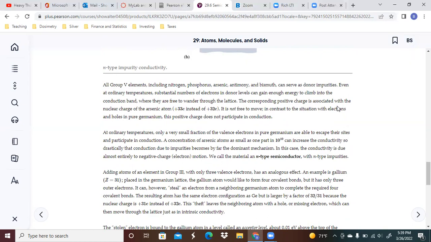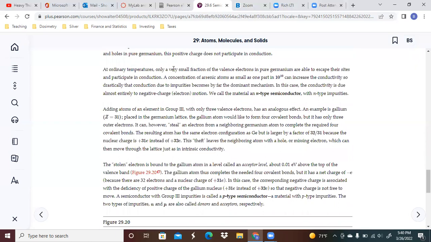The corresponding positive charge is associated with the nuclear charge of the arsenic atom. It is not free to move, in contrast to the situation with electrons and holes in pure germanium. This positive charge does not participate in conduction. At ordinary temperatures, only a very small fraction of the valence electrons in pure germanium are able to escape their sites and participate in conduction.